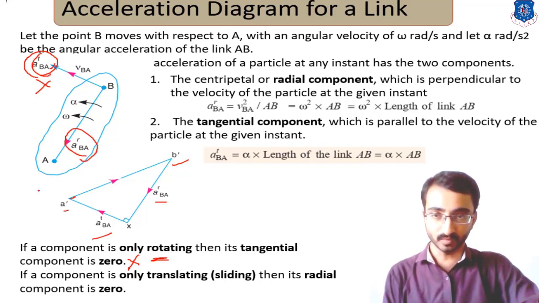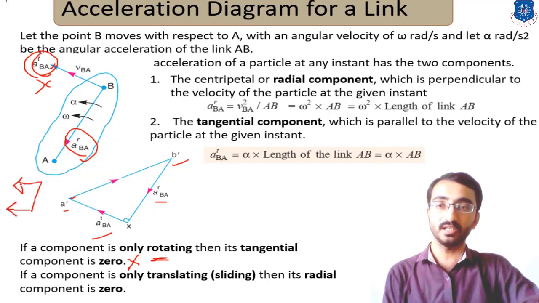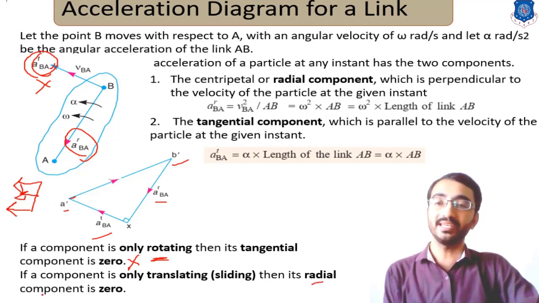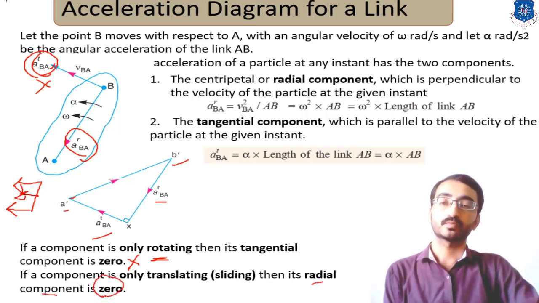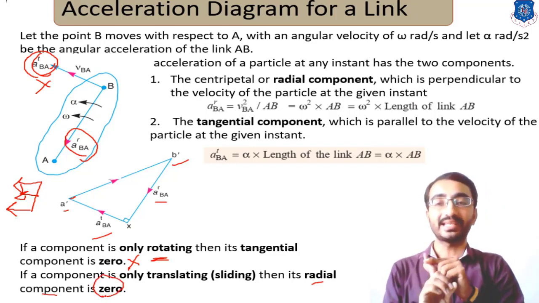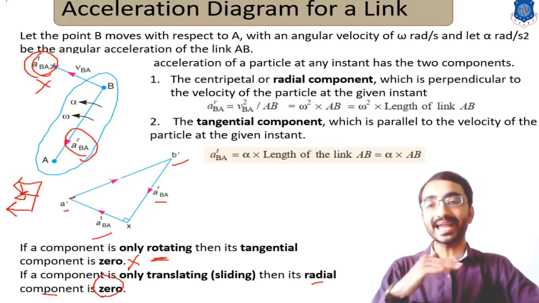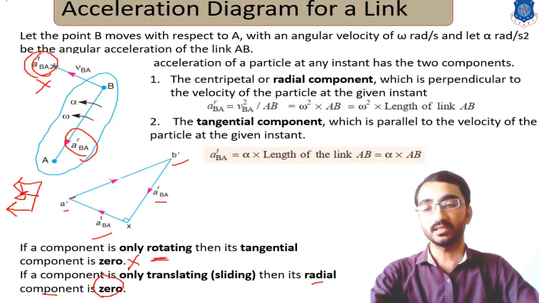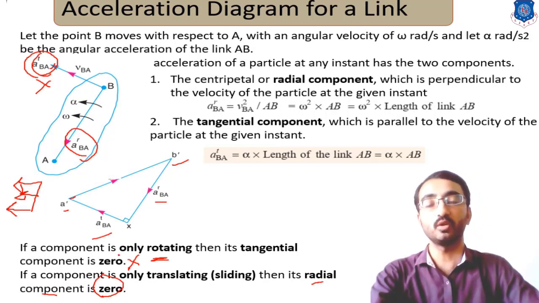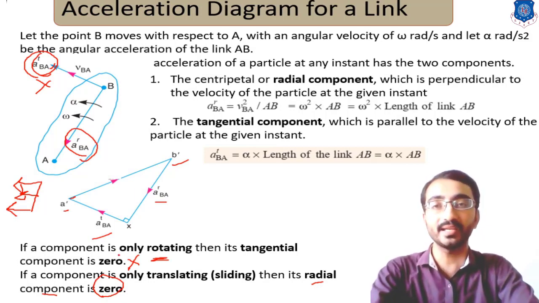Similarly, if a body is making only a translatory motion, or we can say it is only moving in one direction and it is not rotating, then the radial component will become 0. So simply you can remember that for a crank the tangential component is 0, and for a slider the radial component is 0. These two basic rules will help us in solving the numericals. So let's solve one numerical based on the acceleration diagram.